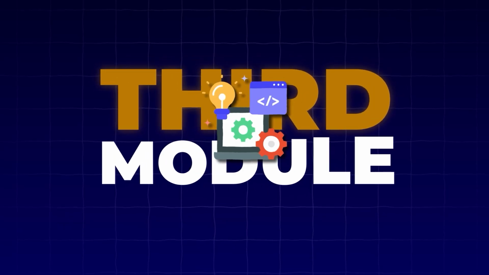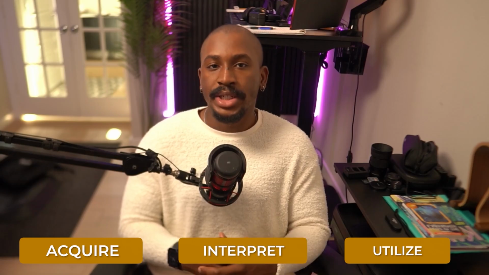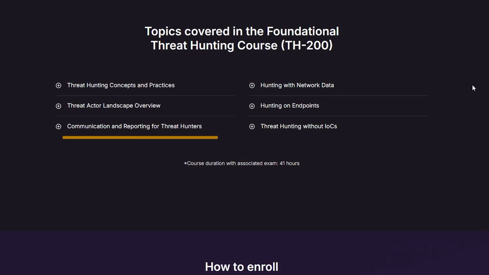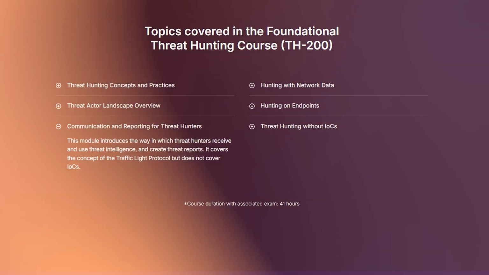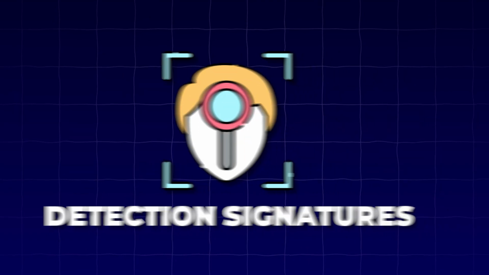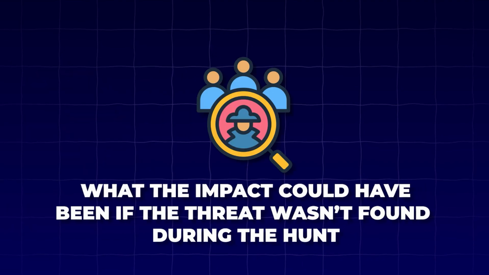Then, the third module delves into the intricacies of how threat hunters acquire, interpret, and utilize threat intelligence in their day-to-day operations. It also provides a comprehensive overview of creating detailed threat reports, crucial for communicating findings and recommendations to stakeholders. Think about this. What use is a threat hunt if you can't communicate to the business various things like the scope, indicators, TTPs, detection signatures, how long it took, the impact of the findings, or what the impact could have been if the threat wasn't found during the hunt.